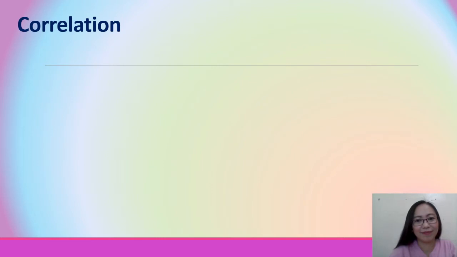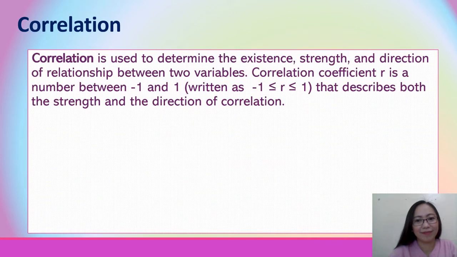In our previous lesson video, we calculated the Pearson sample correlation coefficient, or what we call the Pearson r. This correlation is used to determine the existence, strength, and direction of relationship between two variables. Correlation coefficient r is a number between -1 and 1, written as -1 ≤ r ≤ 1, which describes both the strength and direction of correlation.